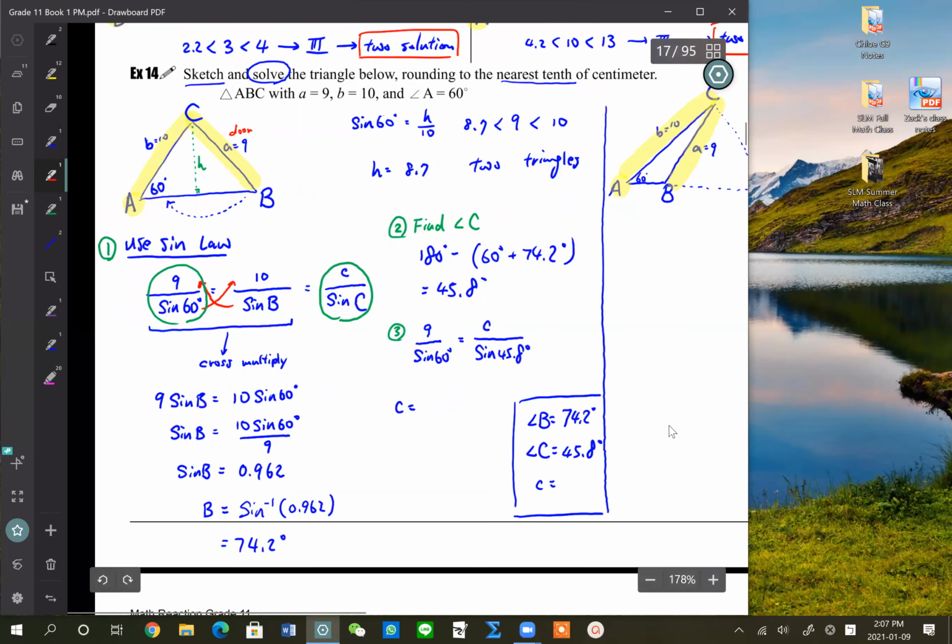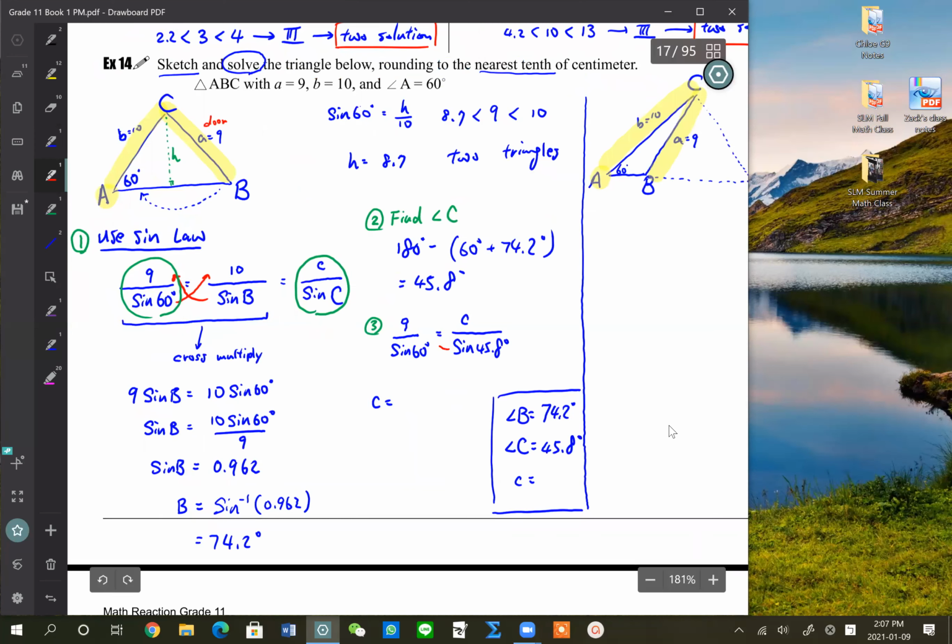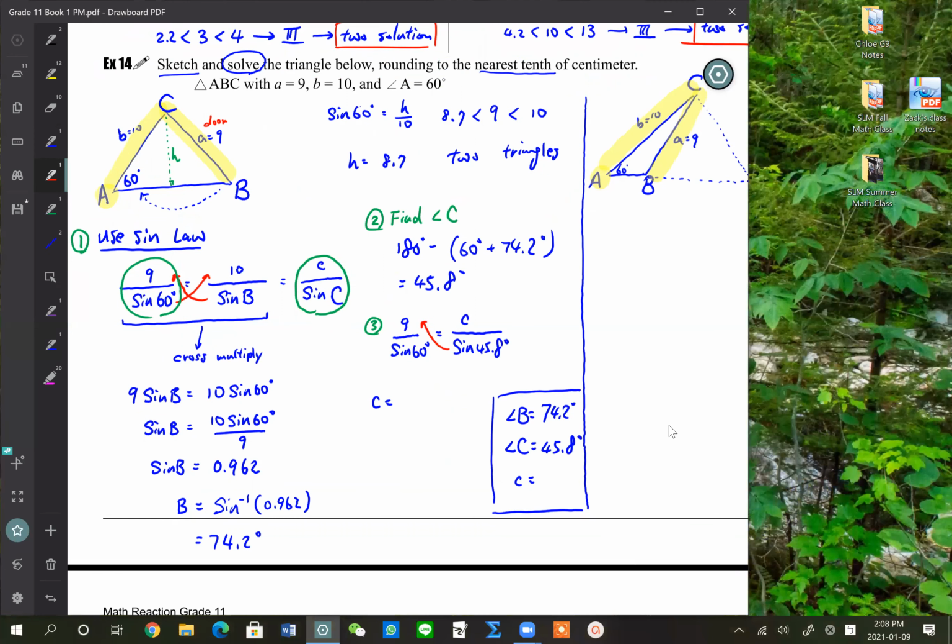For this, cross multiply, right? Because you want to isolate C, so you just need to multiply the sine 45.8 to the other side, right? Keep the C by itself. So when you are typing it in, it will look like 9 times sine 45.8 divided by sine 60. Okay, please round your answer to the nearest tenth.